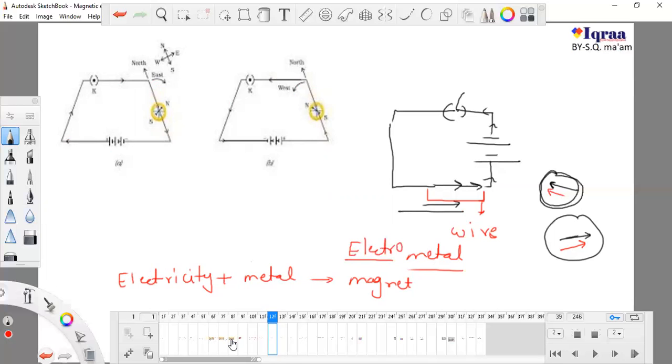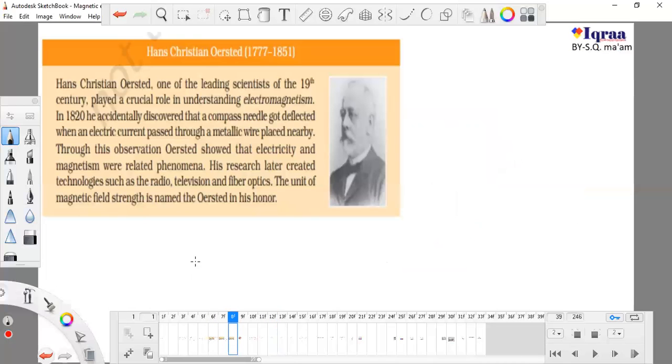The discovery of the electromagnet, or electromagnetism, was not a planned thing, but an accidental thing by Oersted. You need to remember the name, just remember this. Now we can use electromagnetism in various appliances like radio, television, fiber optics. I will tell you the uses of electromagnets, how we can use them. So this is how he discovered things.